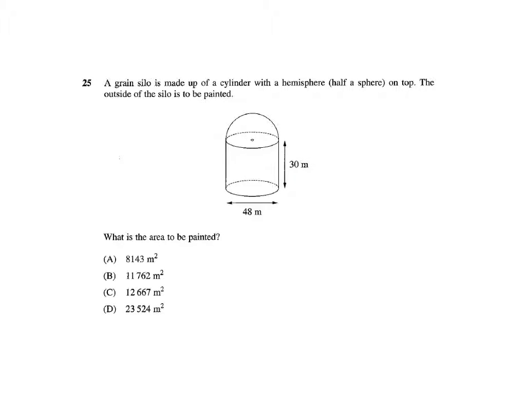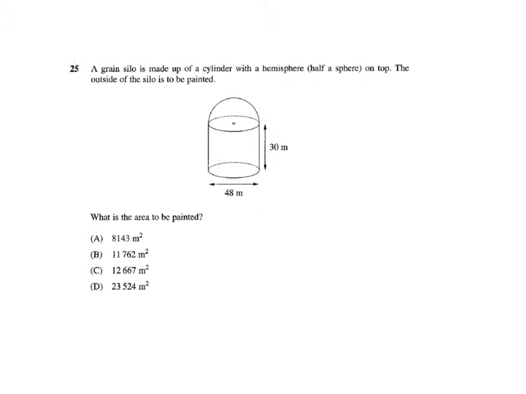Okay, so question 25, the last multiple choice question. A grain silo is made up of a cylinder with a hemisphere, half a sphere, on top. The outside of the silo is to be painted. So, what is the area to be painted? Looking at this question, we need to know a few things.